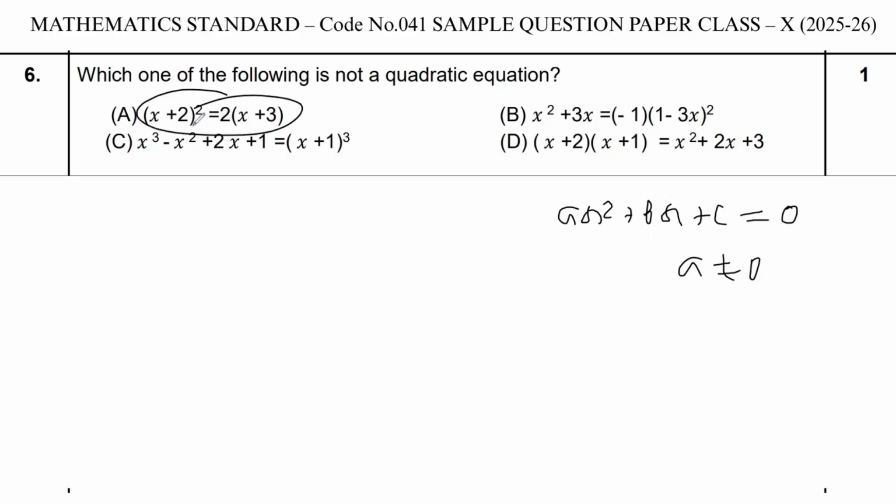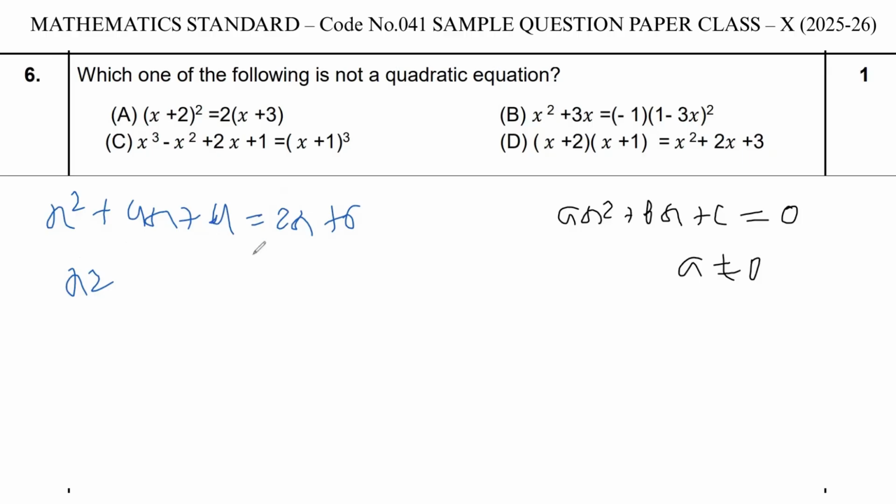Let's say if I expand the first one, applying the identity of a plus b whole square, this is a square plus 2 times ab, which is 4x, plus b square, that is square of 2, which is 4, equals 2 times x is 2x and 2 times 3 is 6. Now, yes, this is a quadratic equation. If I bring this 2x to the left hand side, 4x minus 2x is how much? 2x, and this is minus 2 equal to 0. So this is a quadratic equation. The first one is a quadratic equation, but they are asking for not a quadratic equation. So then I'm going to solve the other one.